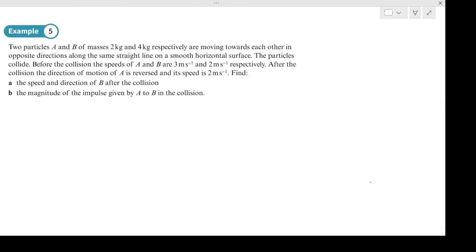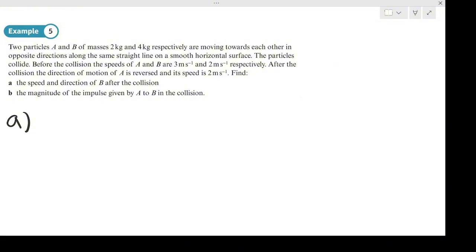Okay, so we've got this question here. We're told two particles A and B of masses 2 kg and 4 kg are moving towards each other in opposite directions. The particles collide. Before the collision, the speeds of A and B are 3 and 2. After the collision, the direction of motion of A is reversed and its speed is 2. Then find the speed and direction of B after the collision. Okay.